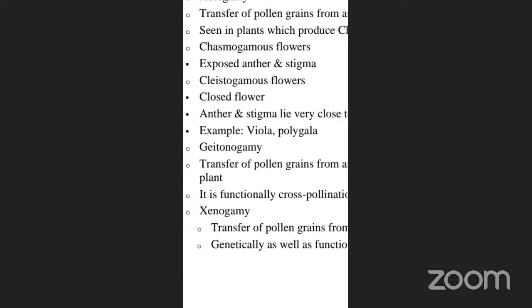Next, xenogamy. If the pollen grains of one flower reach the stigma of another flower of the same type present on a different plant, that is xenogamy.